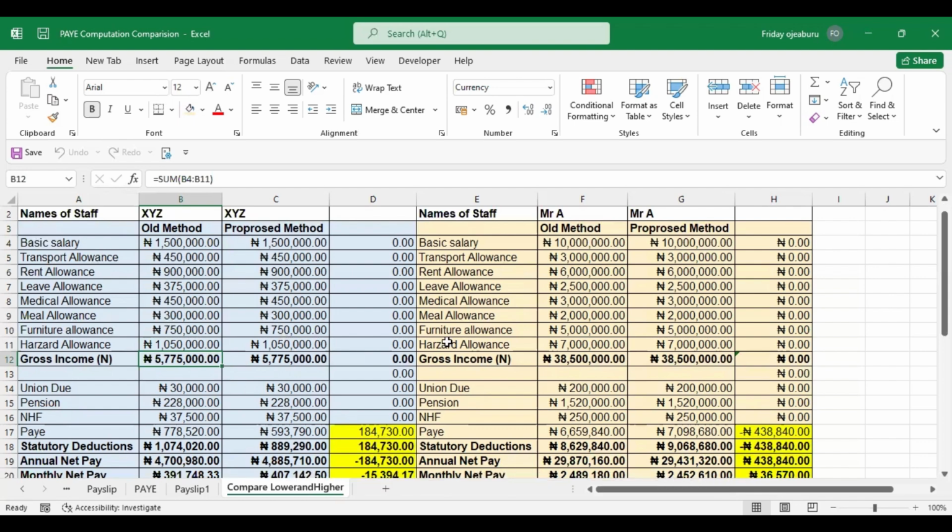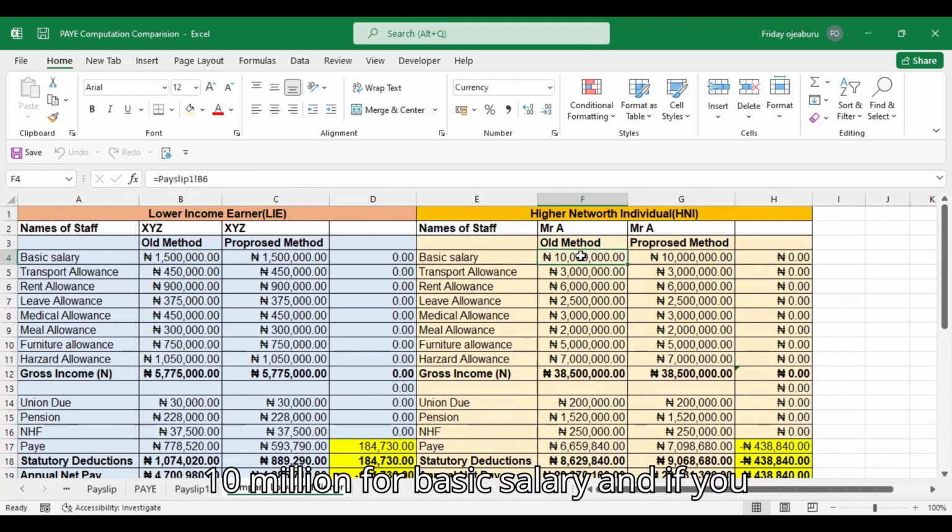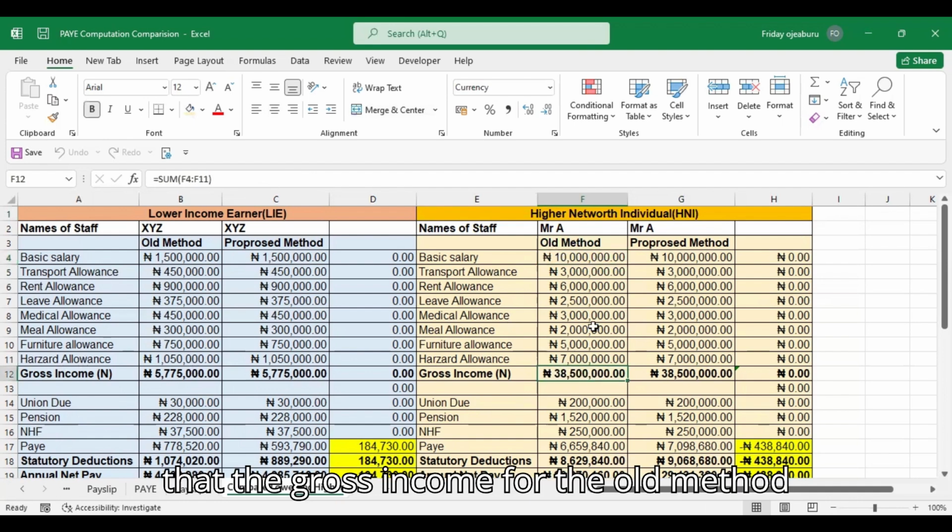Okay. Then you come to the higher net worth individual. You also see the old method, 10 million for basic salary. And if you also compute all the allowance, you see that the gross income for the old method and the proposed method are also the same.